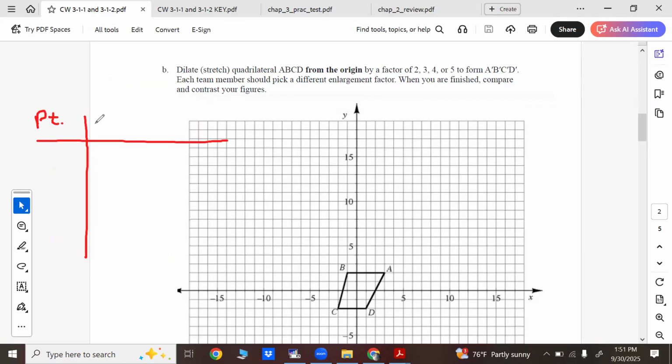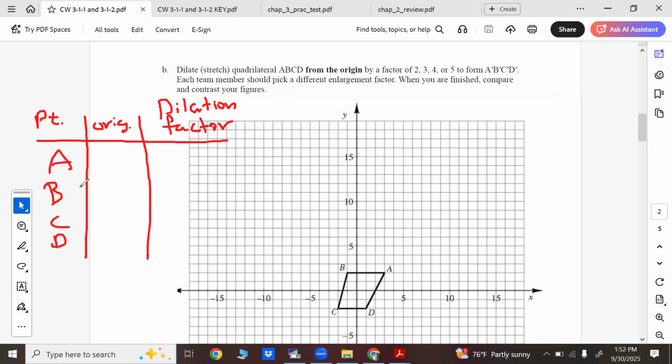Point, original, dilation factor. And the more I think about it now, we actually will do this in teams. So you guys get 2, you get 3, Cam's gonna get 4, and the back gets 5. So here's what we're gonna do. I'll do the group of 2 for you guys. So points A, B, C, D.